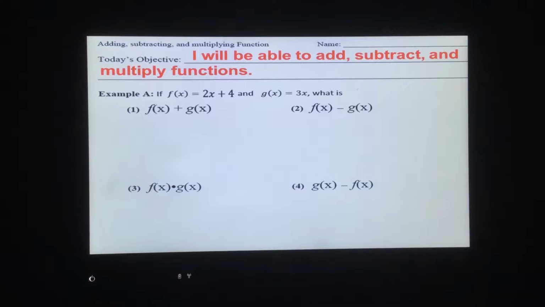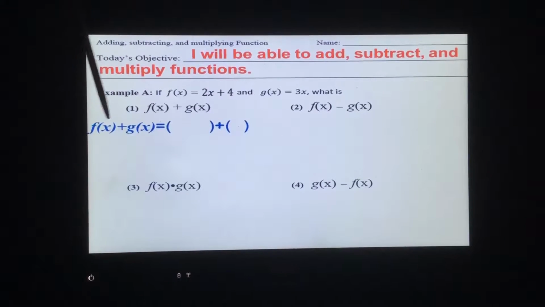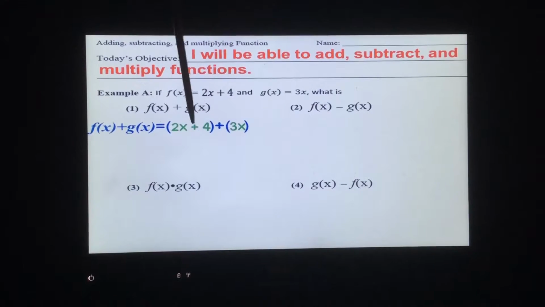For this first one, we got 2 functions here. The 2 functions are f of x, which is 2x plus 4, and g of x, which is just 3x by itself. Now what they want us to do is add the functions together, meaning add what they're equal to together. So for f of x plus g of x, what is f of x? F of x is 2x plus 4, and g of x is just 3x. So they want us to add these two together.